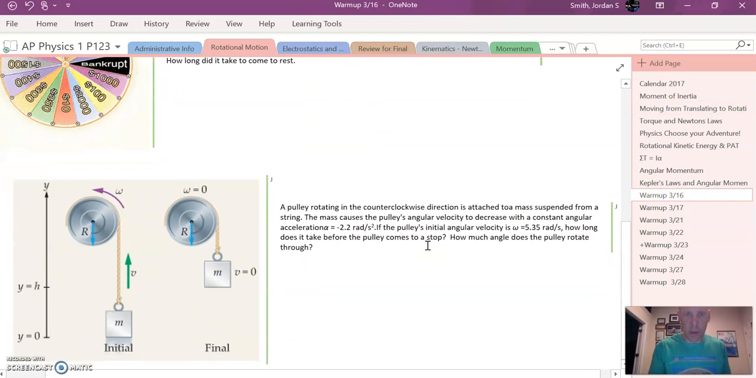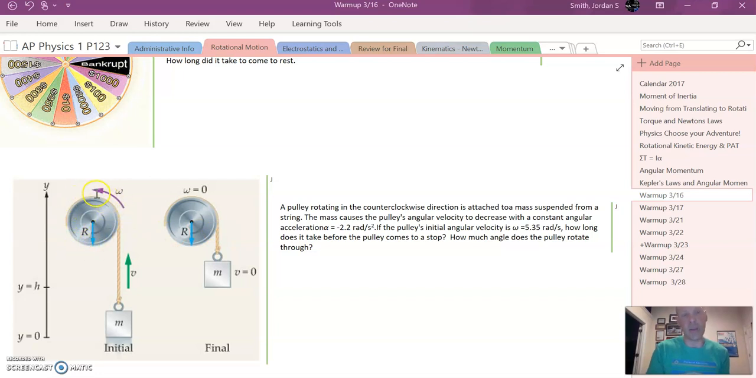Okay, so a pulley is rotating counterclockwise direction. So this is another one, a mass suspended, blah, blah, blah. The mass causes the pulley's angular velocity to decrease. And one of the things I want to go over here is that remember that if something is moving in one direction and acceleration takes place in that same direction, then they are increasing speed. If acceleration goes in the opposite direction to the velocity, then they have to be decreasing speed.